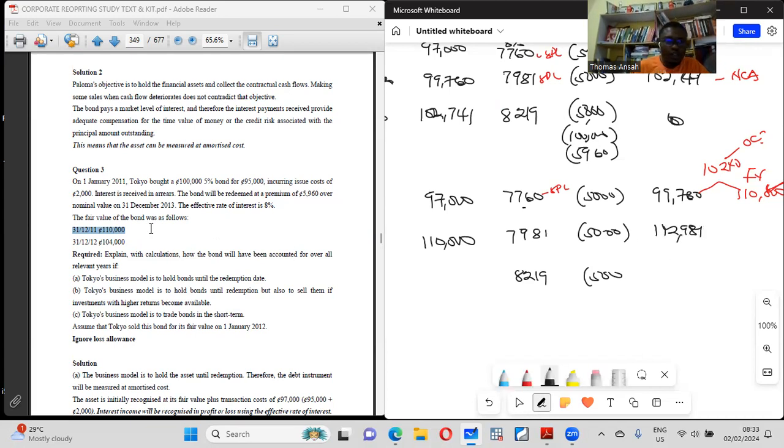112,981. And we were giving fair value of 104,000 at the end of the year. So with that in place, if I do minus 104, 1, 2, 3, I have a loss. A loss of how much? 8,981. So that is what I have. And here too will be 104,000. So the 104,000, I have 104,000.